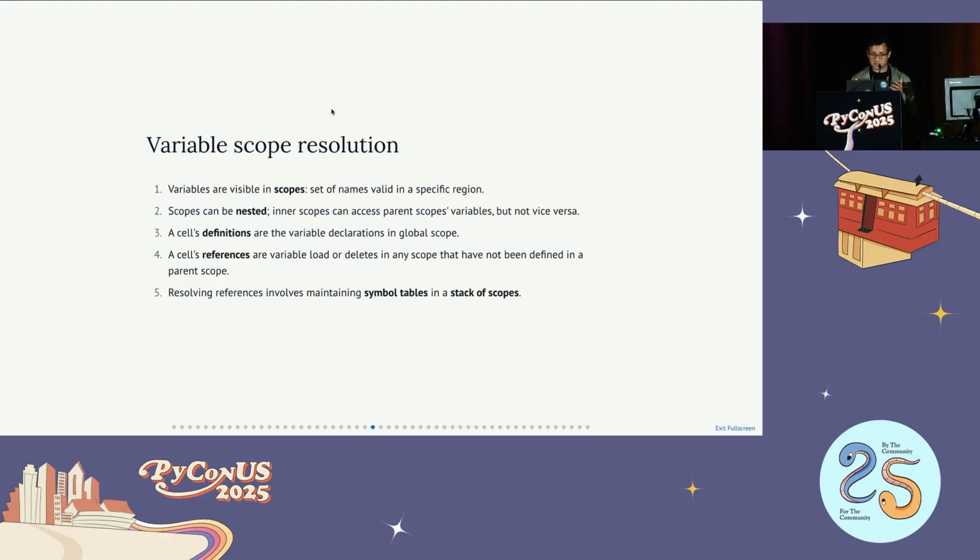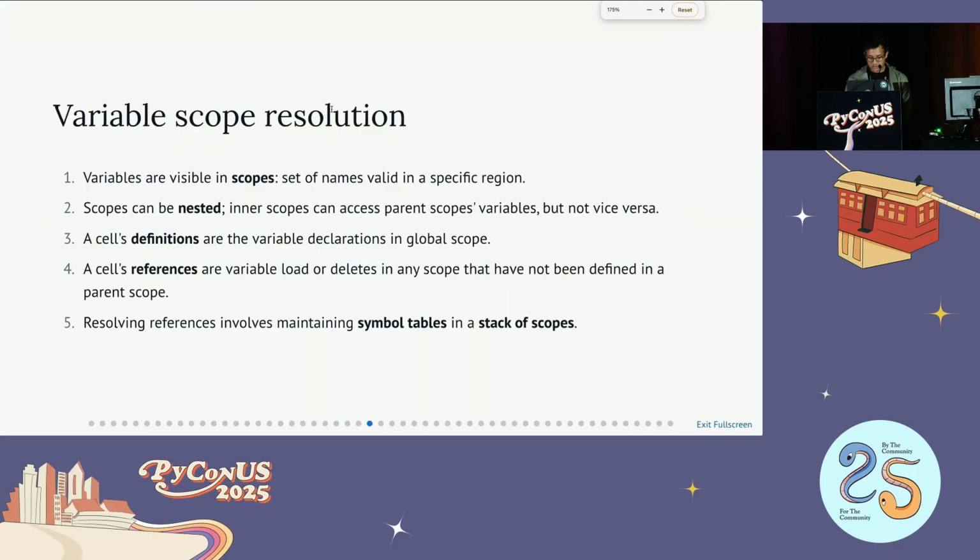That task of making sure you don't accidentally draw incorrect edges is referred to as variable scope resolution. The idea is variables are visible in a set of scopes, which are names that are valid in a specific region of the Python code that you're analyzing. And scopes can be nested, so the inner scopes can access parent scopes' variables, but not vice versa. A cell's definitions are the variables that have been declared in the global scope, and its references are the variable loads that have occurred in any scope, as long as they haven't been defined in a parent scope. And so resolving these references involves maintaining a stack of scopes with symbol tables.